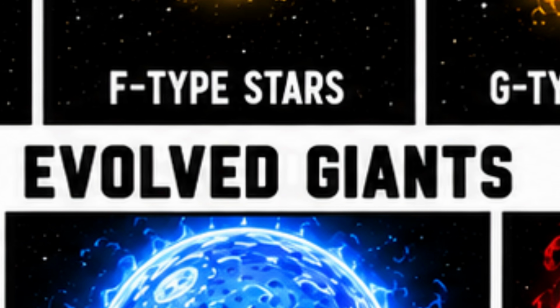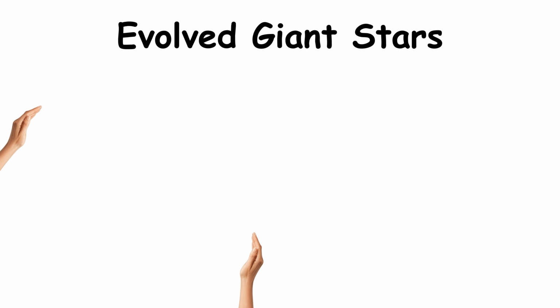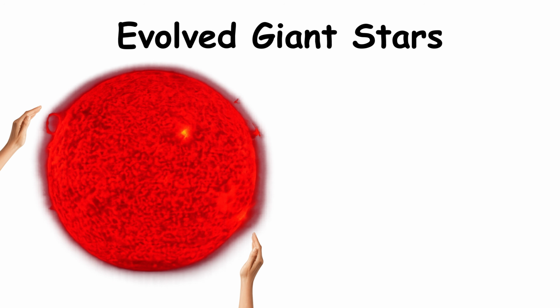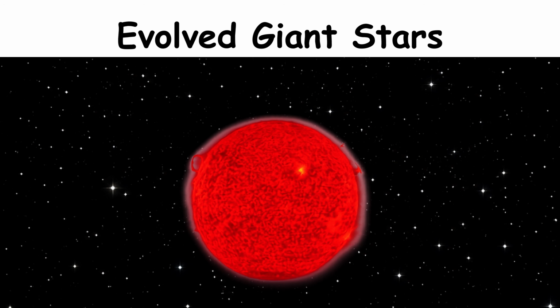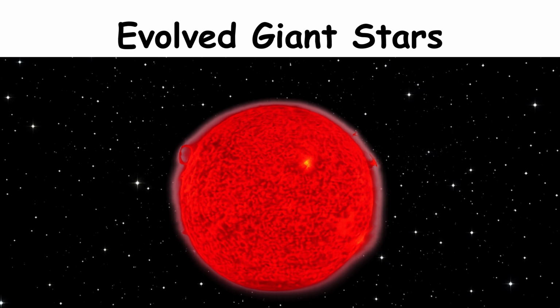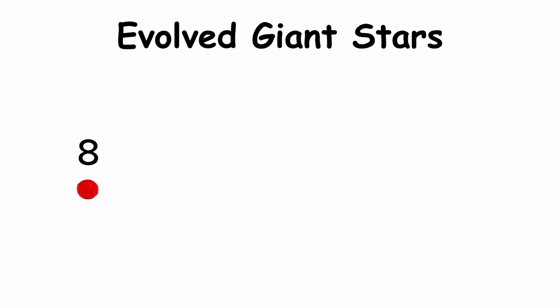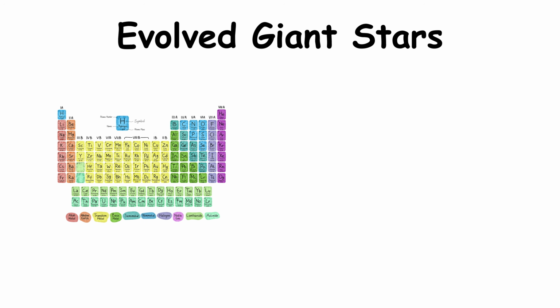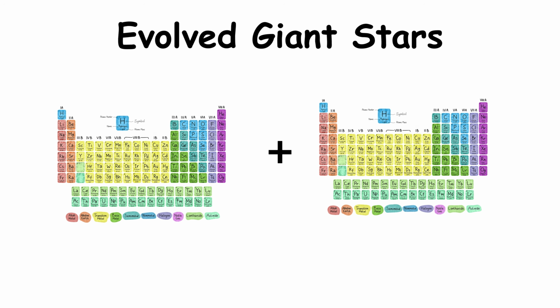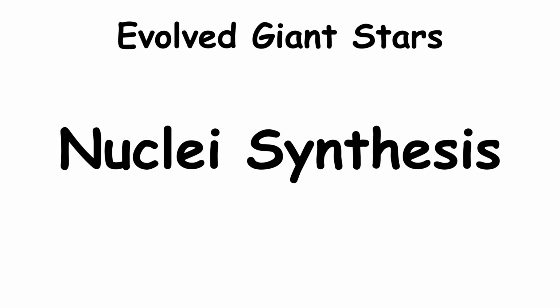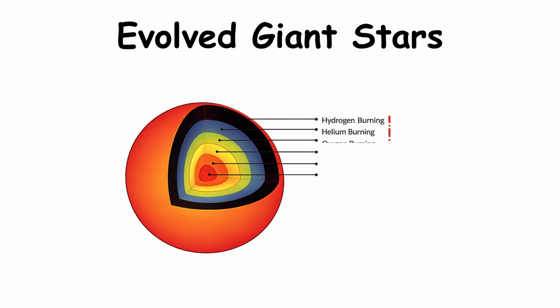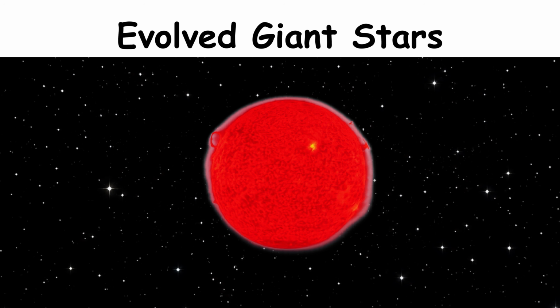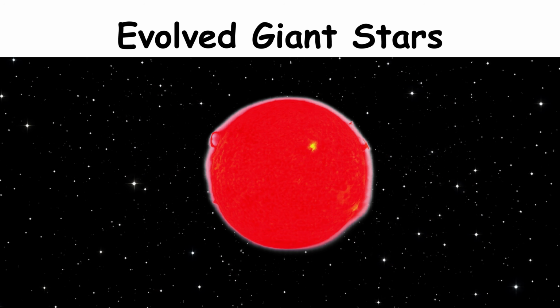Evolved giant stars. Evolved giant stars are massive, aging stars that have exhausted the hydrogen fuel in their cores and expanded significantly in size and luminosity. These stars typically range from about 8 to over 100 solar masses. As they continue to evolve, they ignite progressively heavier elements through a process known as nucleosynthesis, fusing helium into carbon, oxygen, and eventually iron, transforming into some of the largest and brightest objects in the universe.